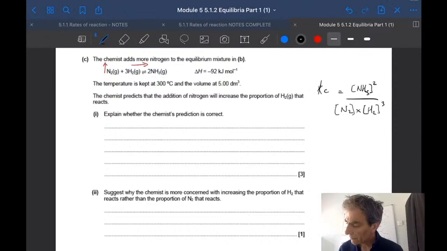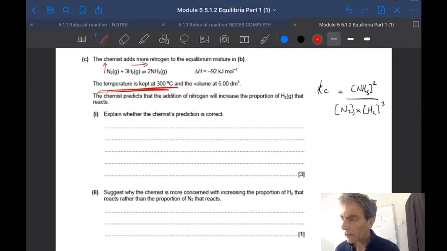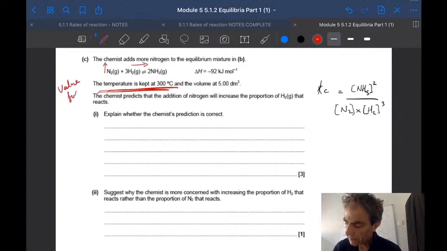Okay, now temperature's kept at 300 degrees C. So somewhere in your answer, you're going to have to say that the value for Kc has to be maintained. Okay, so let's just put a note on there. Value for Kc must stay the same. Oops, I can't spell today, sorry.